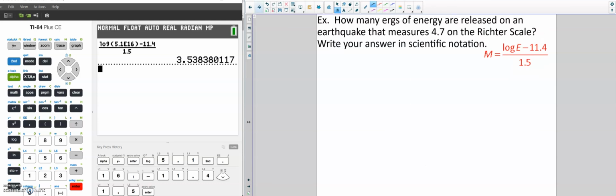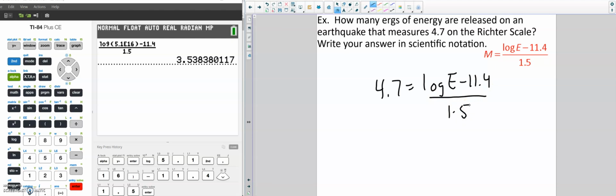If we go the other direction, which is where we're leading with solving these: how many ergs of energy are released? We're trying to solve for E if we get a 4.7 on the Richter scale. Using this formula, 4.7 is equal to log of E minus 11.4, over 1.5. What's very important is that you do not round until the last step. If you round throughout the process, you're going to miss some key pieces, and we want to make sure that we're not off by a few decimal places.